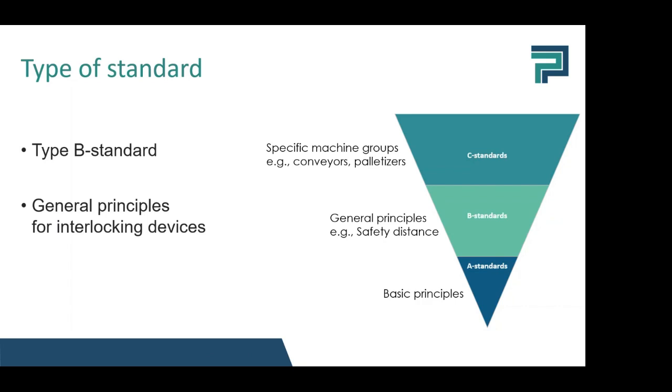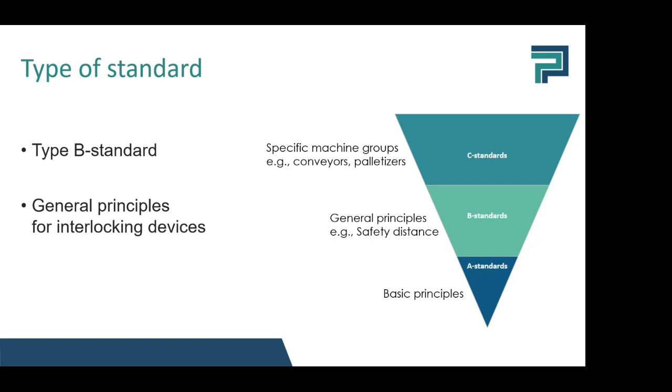Then we also have type C standards, and these standards deal with detailed requirements for specific machine groups, for example, conveyors or palletizers. And if a type C standard would deviate from the things I've just said about the type B standard, then those take precedence over the type B standard.